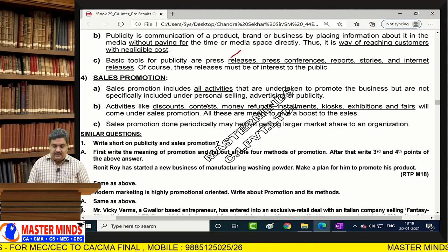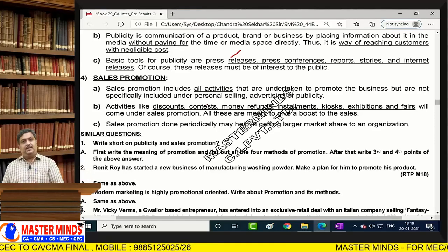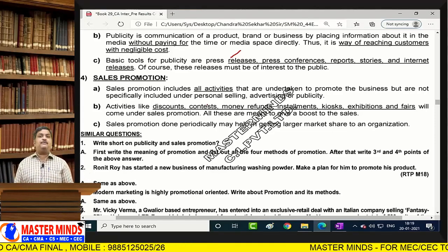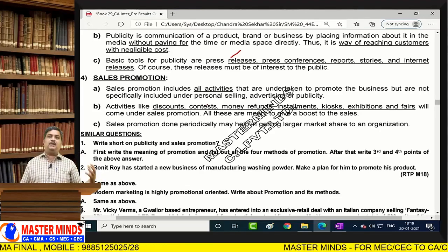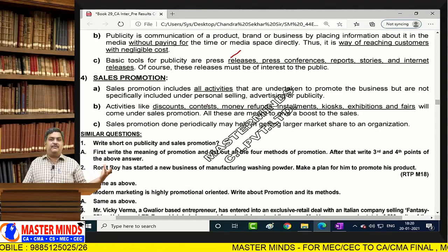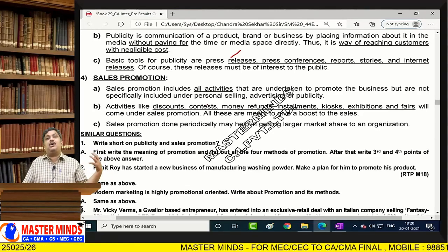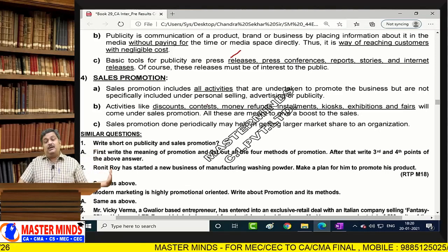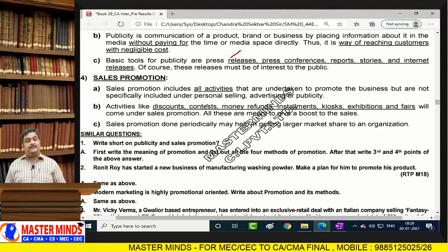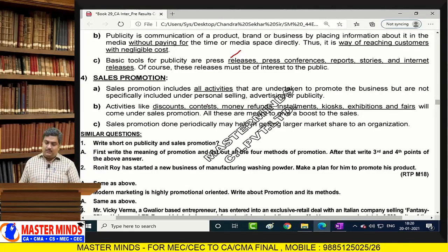And this sales promotion, you have to do it periodically. That means we have a lot of festivals like Dasara, Diwali, Pongal, Ugadi. Likewise, we will have a lot of festivals. So at that time, we will conduct some special programs like offering special discounts during those festive seasons. So all these things come under sales promotional activities.